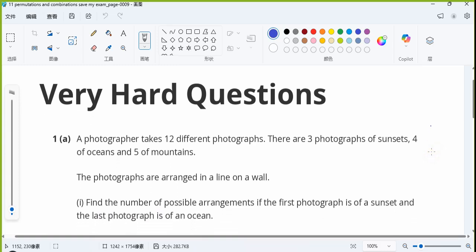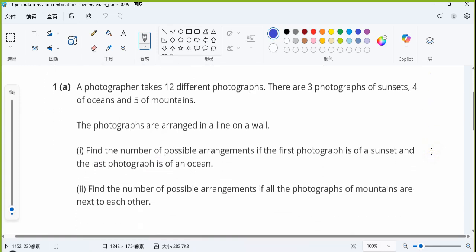A photographer took 12 different photographs. There are three sunsets. So we have three sunset, four ocean, and then five mountain. So the photographs are arranged in a line on a wall. Find the number of possible arrangements if the first photograph is of the sunset.